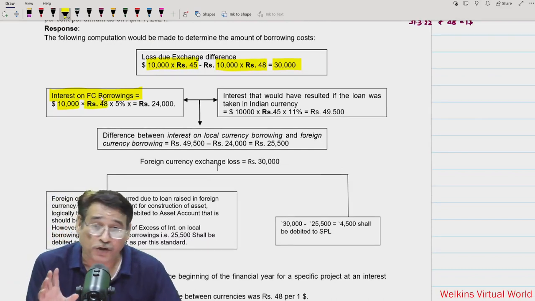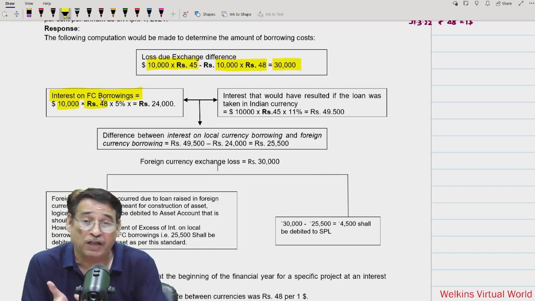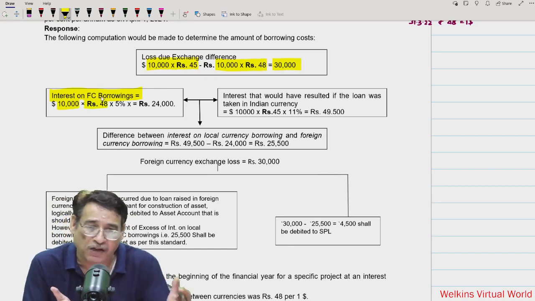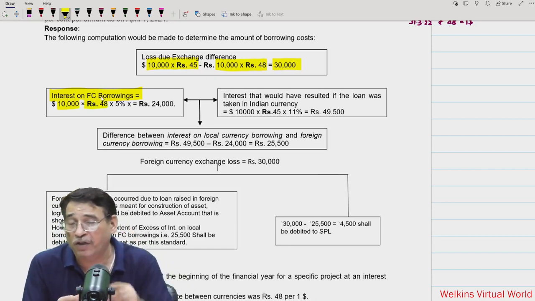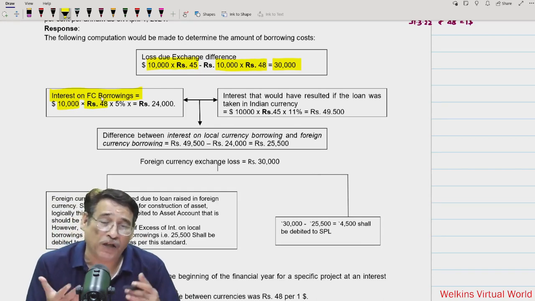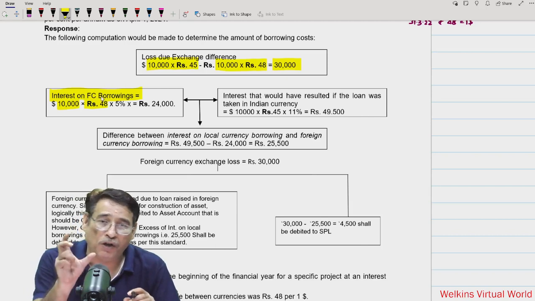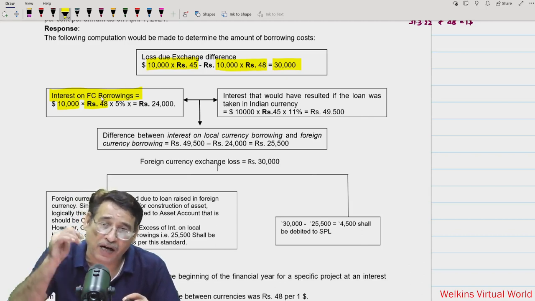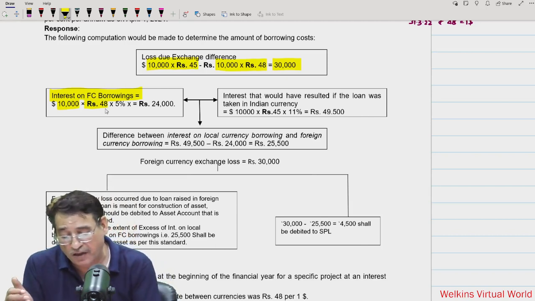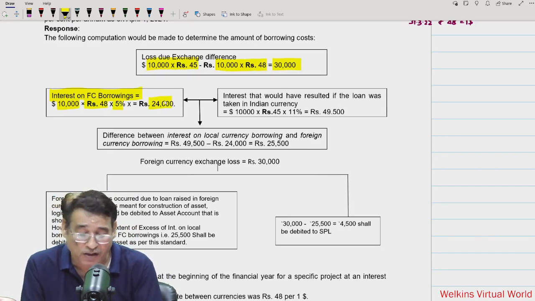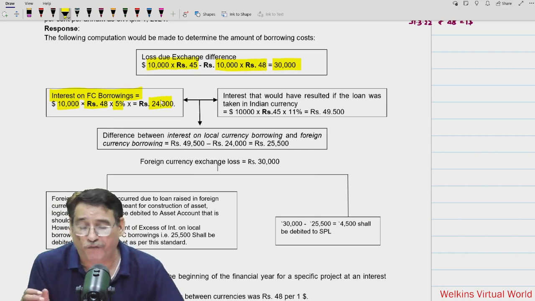Now, very important to understand, when you compute the interest, because you will have to pay the interest at the end of the year. You have taken the loan in the beginning. So, if you will have to pay the interest at the end of the year, you will compute the loan amount with the exchange rate at the end of the year. That is the reason I have taken here rupees 48 now into 5%. So interest on foreign currency borrowings is 24,000.